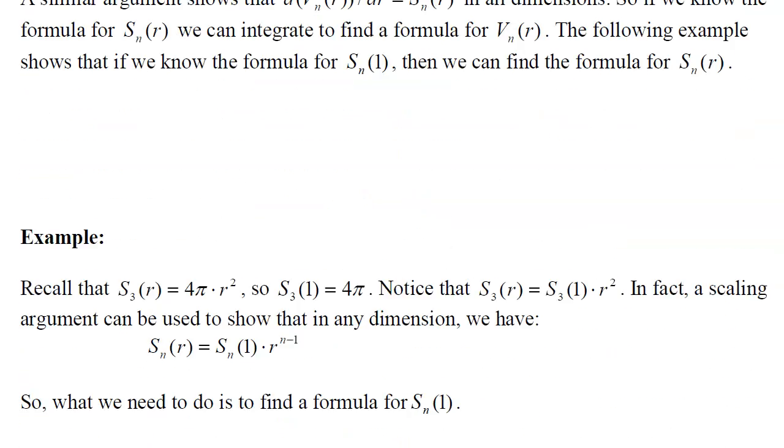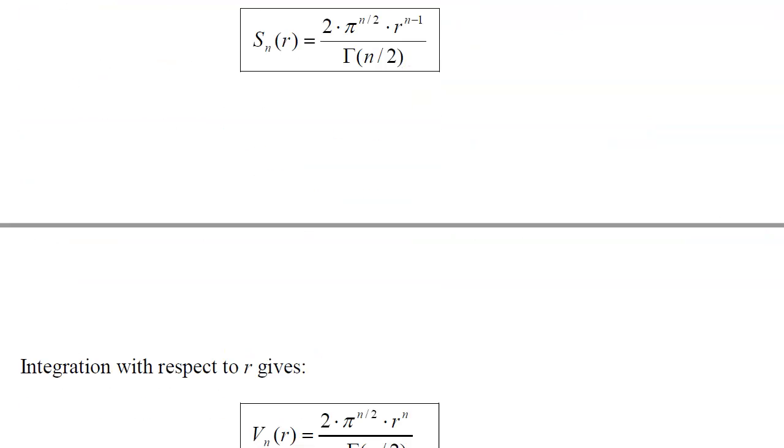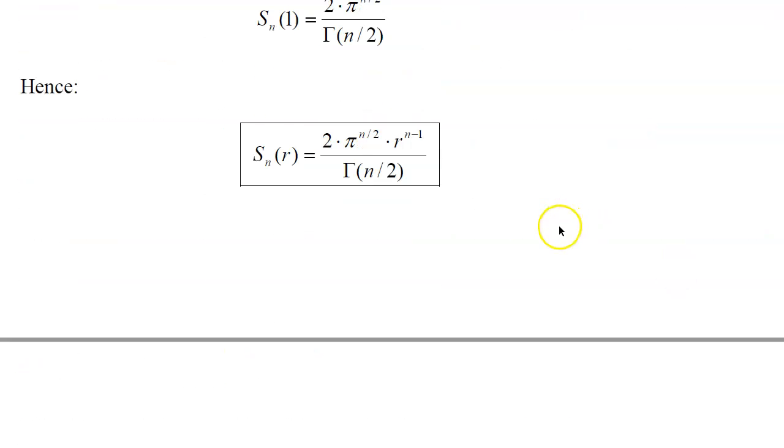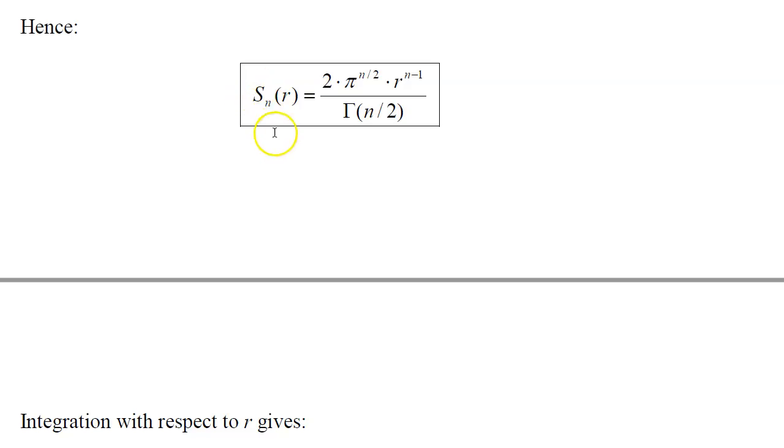Now you'll have a similar thing for the surface area formulas. And again, we'll go over this in the next video. I'm just trying to give you the punchline right now. S sub n of r is going to equal this. And notice again, there's a gamma function down in the bottom. So we'll get to that in the next video.